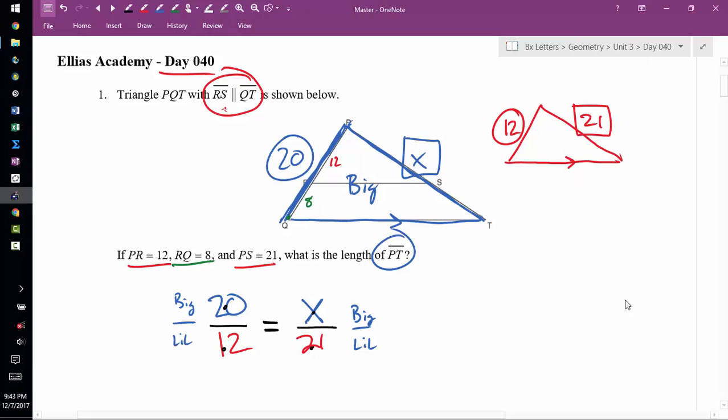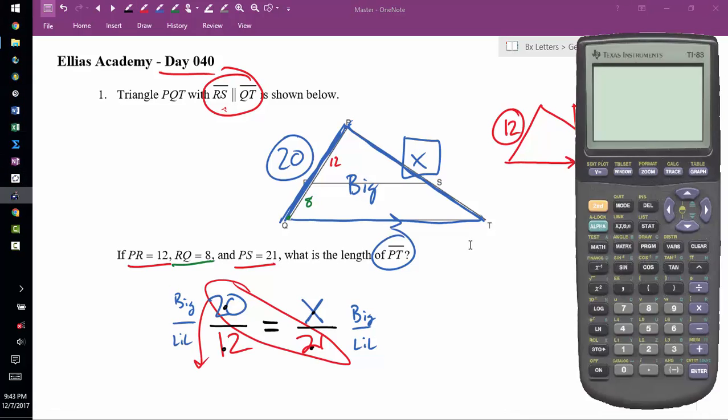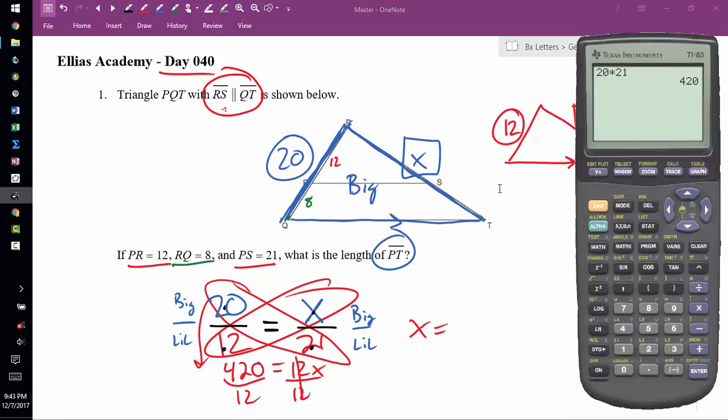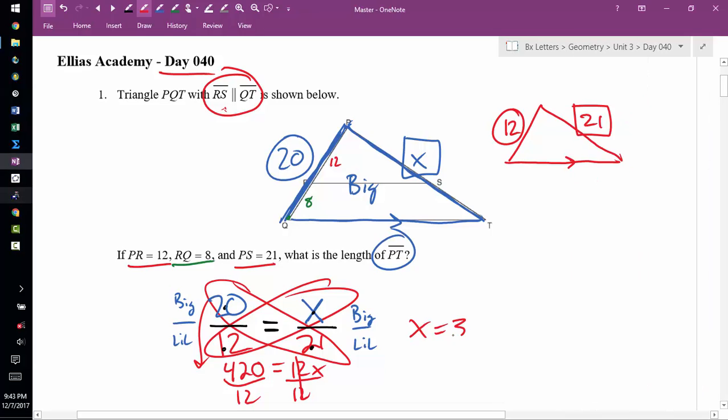So let's go ahead and solve this proportion. We're going to cross multiply, or butterfly multiply, if I'm trying to stay true to my word. 20 times 21. Boom. Get out your calculators. 420. And then 12x. Divide both sides by 12, and x will equal whatever that quotient is. 420 divided by 12 is 35.